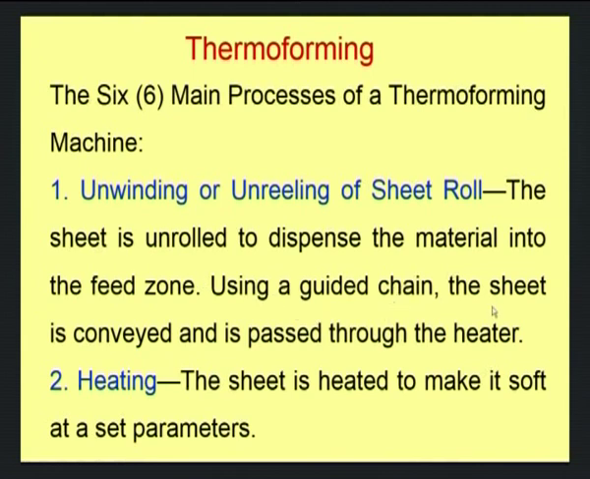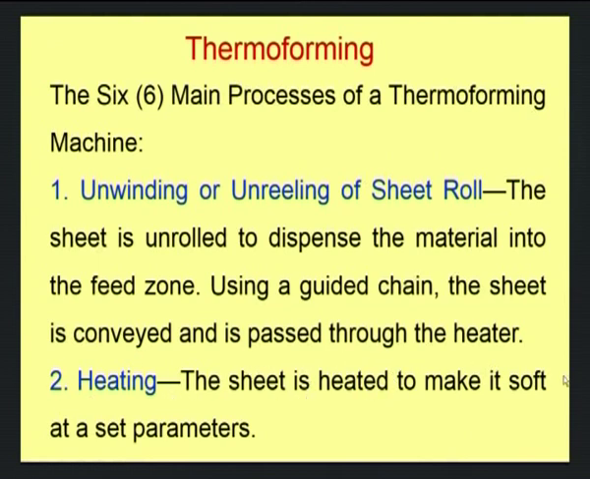Using a guided chain, the sheet is conveyed and is passed through the heater. So, now the sheet roll has to be subjected to heat, because only then will it become soft. Only when it is soft, when a vacuum is applied inside the mold, could the sheet-like material take the shape of the mold. The second process is the heating.